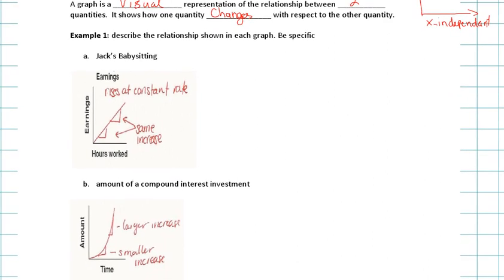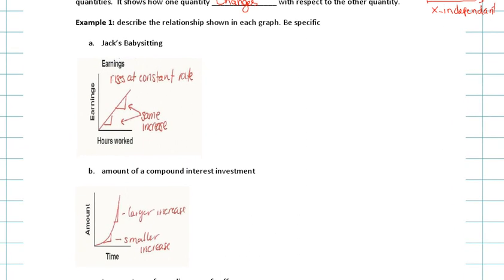In the first example, we have Jack's babysitting. How much does Jack earn for every hour of babysitting? So what kind of relation do we see here? Linear relation, right? It's a line. If you look right here, that's a straight line. So that's a linear relation, because for every hour he works, he's going to earn an extra fixed amount. So let's say $14 an hour.